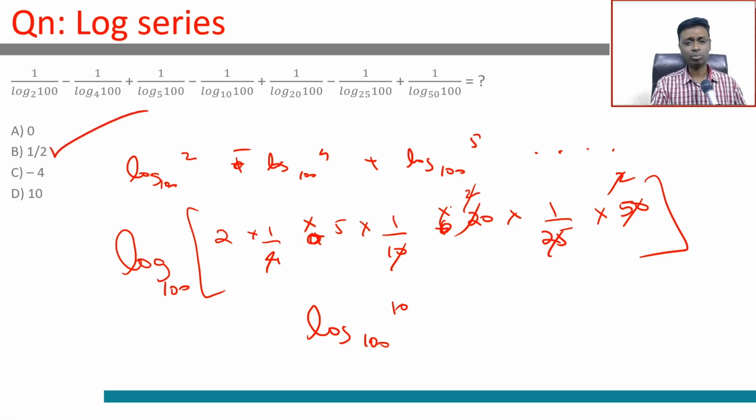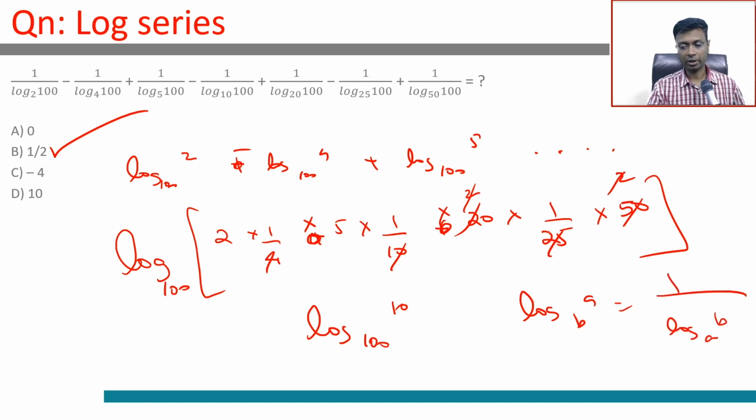Done. Very simple idea. Log A to the base B is 1 by log B to the base A. That's all we are using, nothing more than that. And log x minus log y is log of x by y.